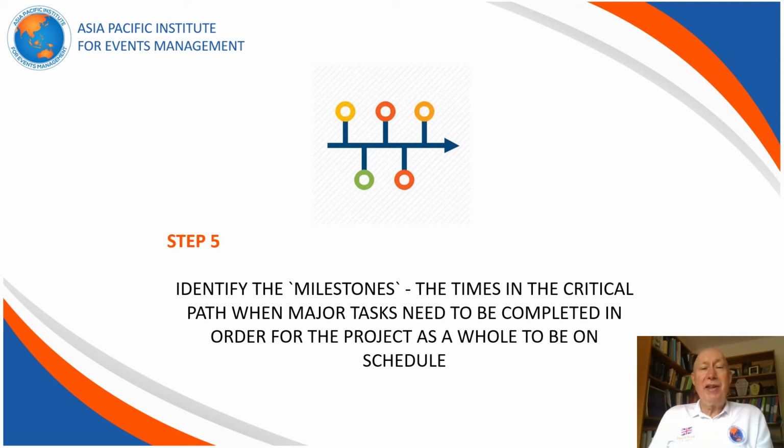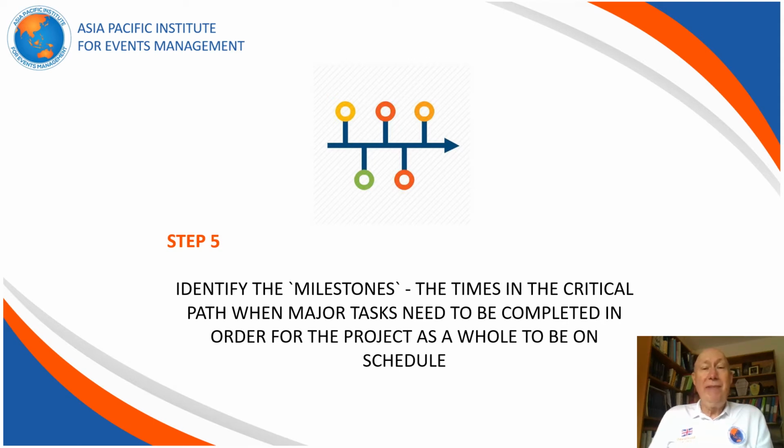We also need to think about the milestones. A milestone is a critical activity that we need to definitely complete in order for the event planning process as a whole to be successful. So a milestone is something that we build into the critical path, and it gives us the time to reflect on the progress that we're making to make sure that everything is going according to plan.